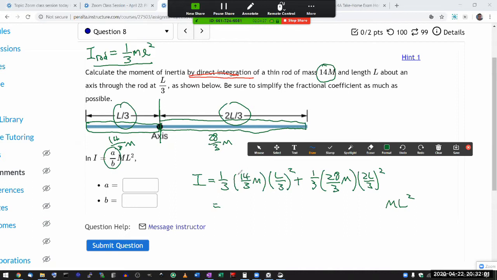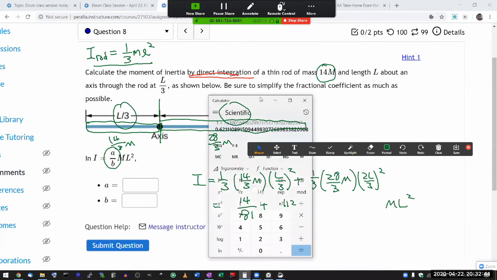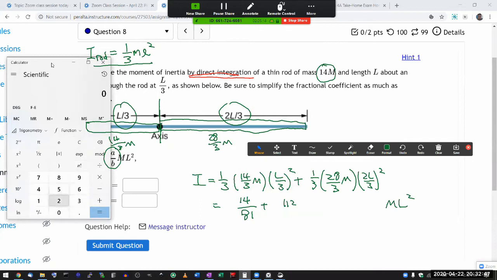So let's just do that. The first term is going to be 14 divided by 3 times 3 times 9, so 81, plus 28 times 4. Sorry, I'm kind of confusing myself. 4 times 8 is 32, so 32 plus, okay, so 112. Let me just do this in the calculator to be sure. 28 times 4. Sorry, I'm getting a little bit tired and cranky probably. 112, good.